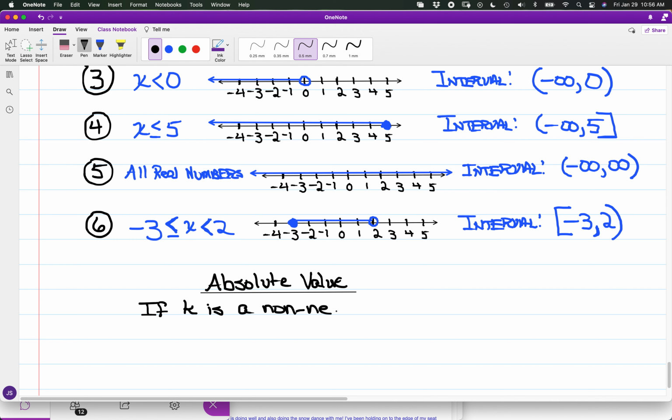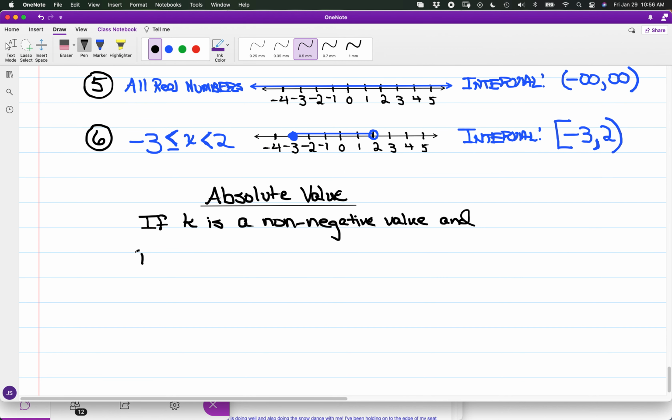So if we have that k is a non-negative value, and we have that the absolute value of x is equal to k, then we're going to have that x is equal to plus or minus k, itemizing, so we have k as well as negative k. And this goes back to when we were looking into absolute value equations.